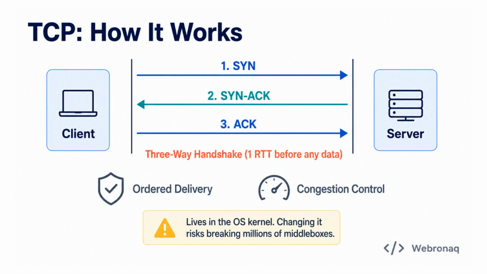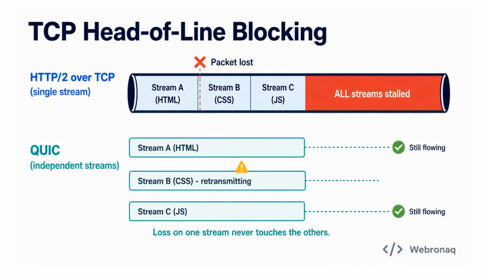Next, let us see where that limitation bites hardest. Here is the hidden problem. HTTP/2 was a big improvement over HTTP 1.1. It introduced multiplexing, meaning your browser can load HTML, CSS, and JavaScript in parallel over a single TCP connection. That sounds great, but there is a nasty trap.